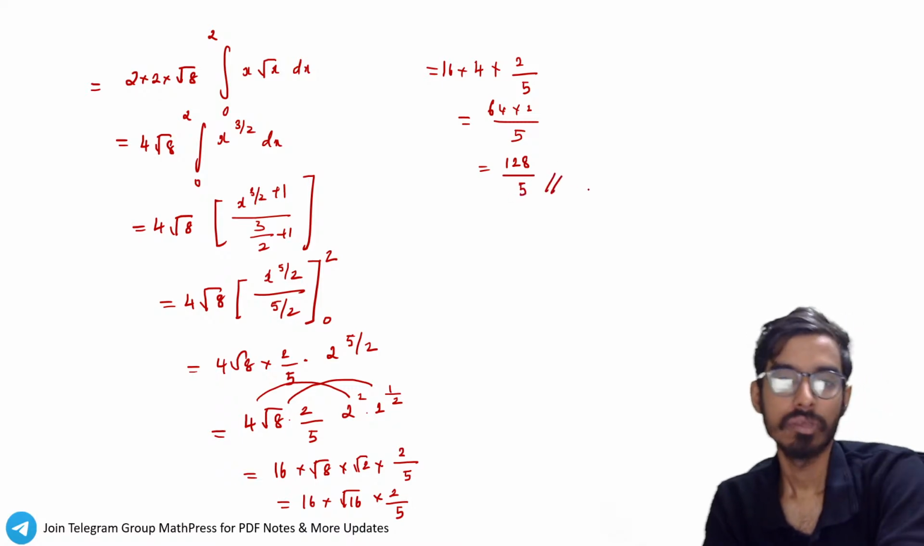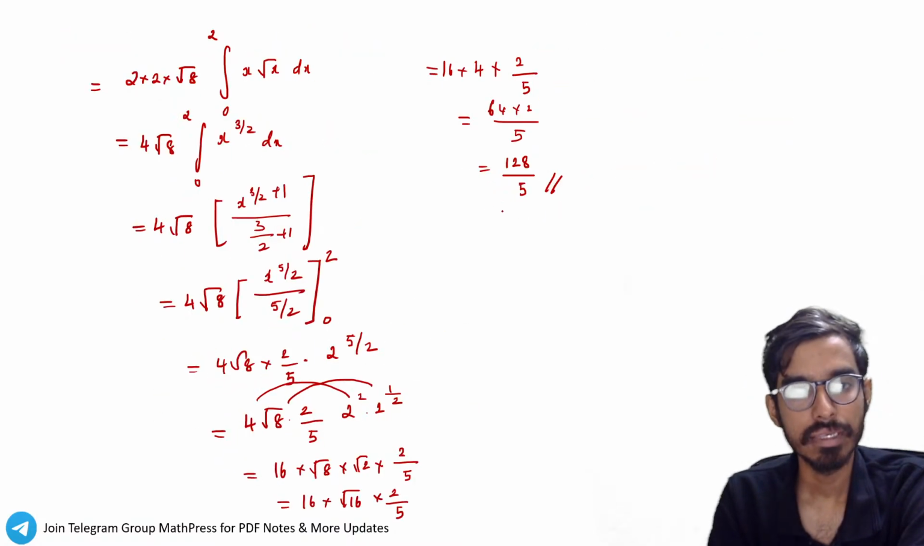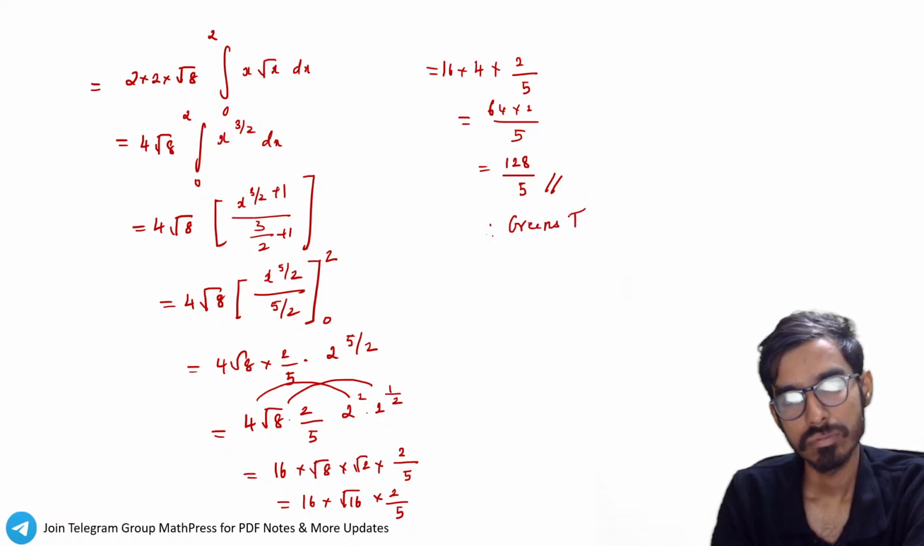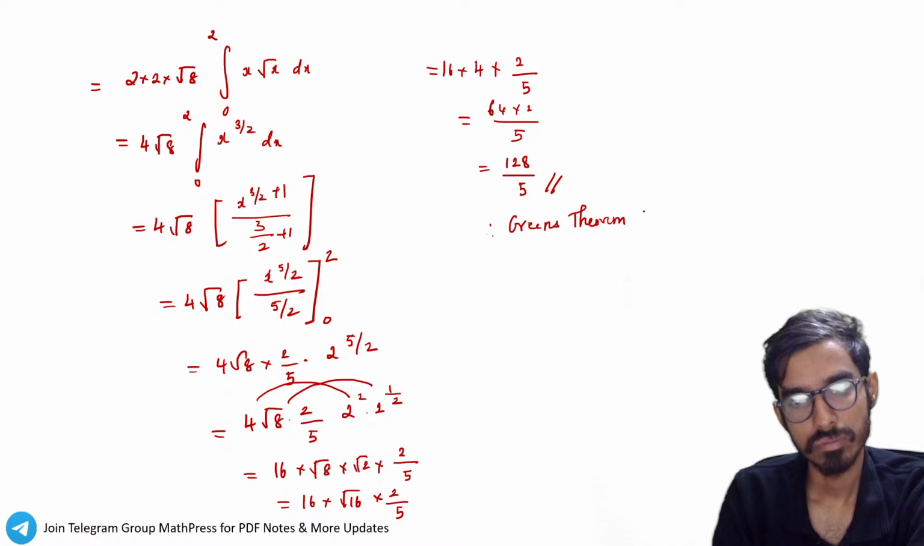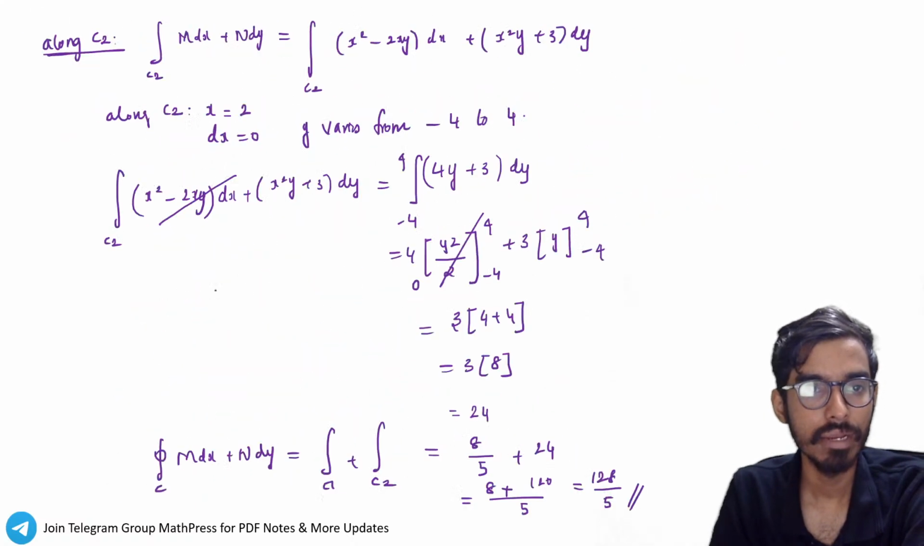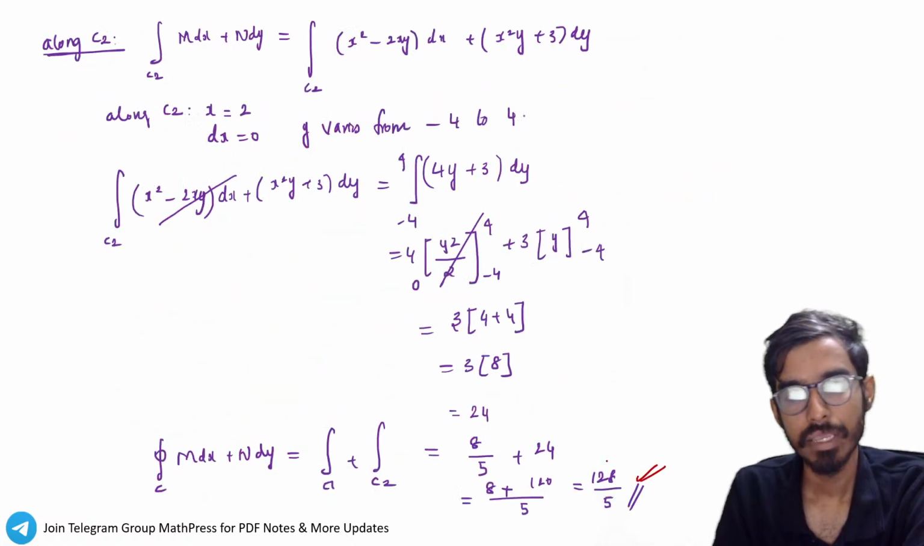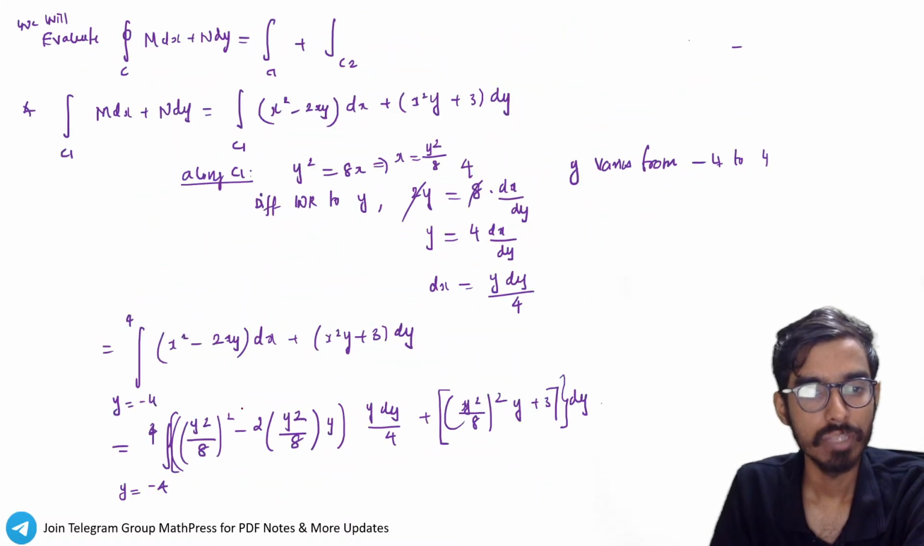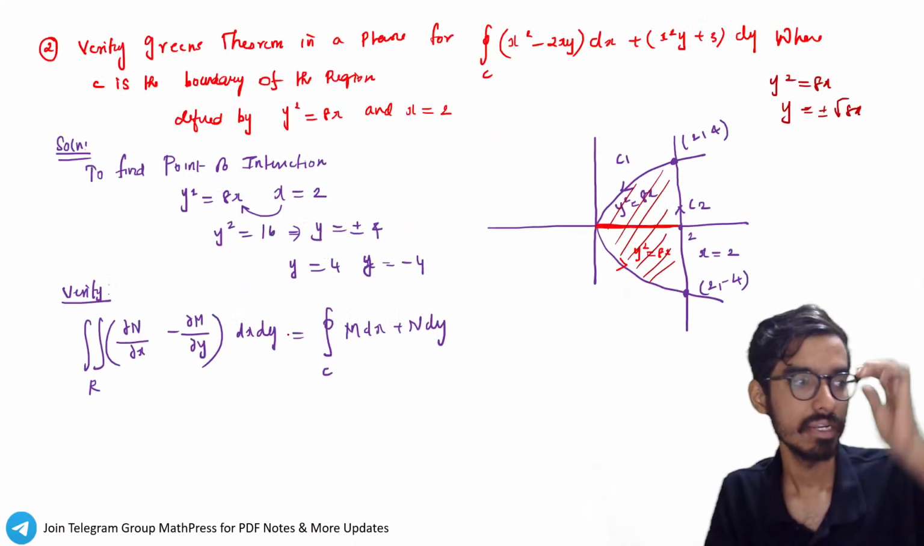Right. So yes. Therefore, you can see this. So therefore, Green's theorem is verified. Right. So you can see both are 128 by 5. So this is 128 by 5, this is also 128 by 5. So both are 128 by 5. Is it clear?